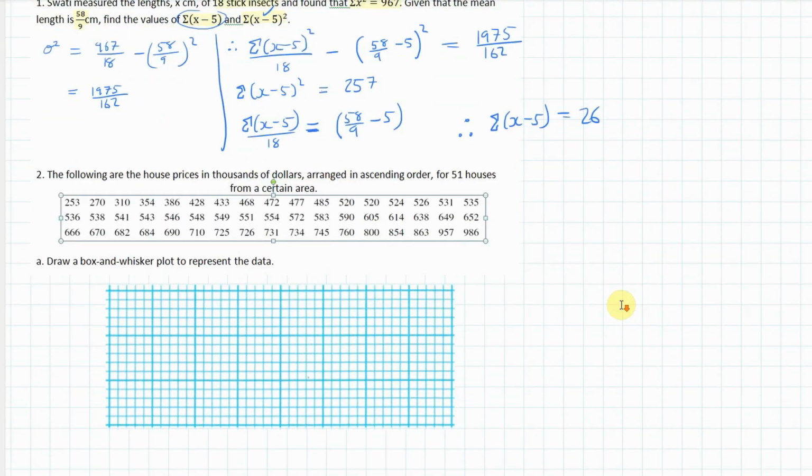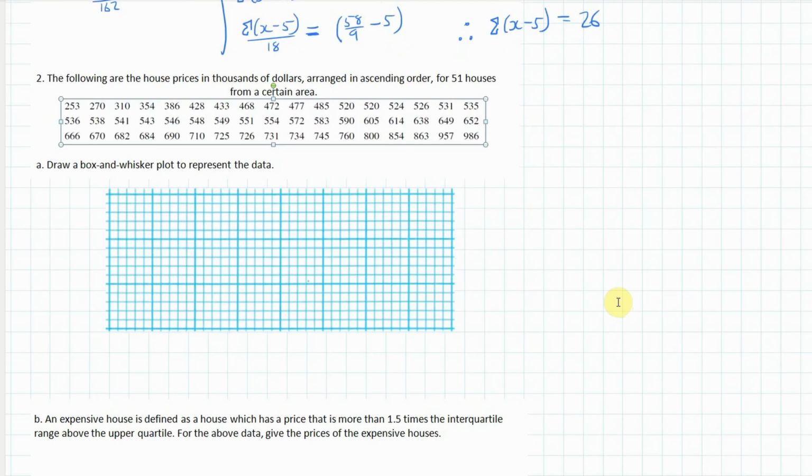Okay, so the next one, the following house prices are in thousands of dollars, arranged in ascending order for 51 houses from a certain area. We've got to draw a box and whisker graph. Since there's 51 houses, we know the median is the 26th item of data. So all you need to do is go 51 divided by 2, and that gives you 25.5, so the 26th item of data. So if there's 17 across, which there is, 18, 19, 20, 21, 22, 23, 24, 25, 26, this must be our median.